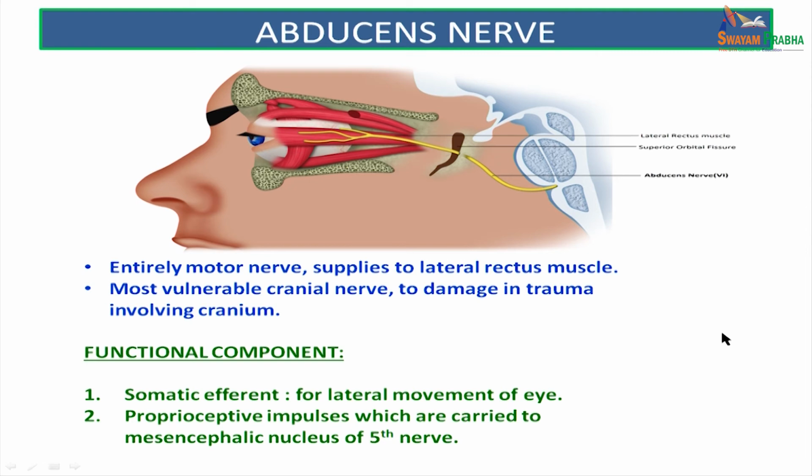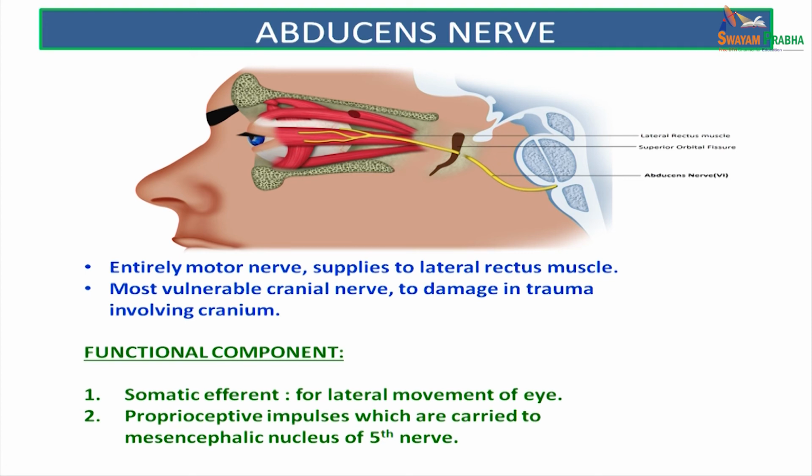Coming to the abducens nerve. The abducens nerve also is entirely a motor nerve which supplies the lateral rectus muscle. It is the most vulnerable cranial nerve of the 3, 4, 6 cranial nerves to be damaged in trauma involving the cranium because it has the longest intracranial course.